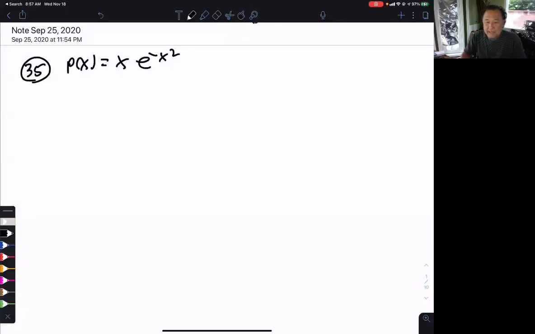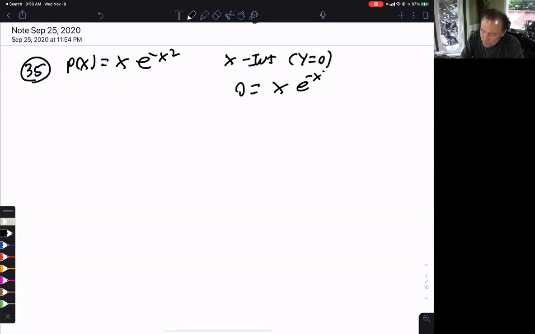So it'd be nice to find some solid points. So I'm going to find my x-intercept. To find my x-intercepts, I make y equal to 0. So 0 equals x e to the minus x squared. Set each of those equal to 0, each factor. This is easy. X equals 0.